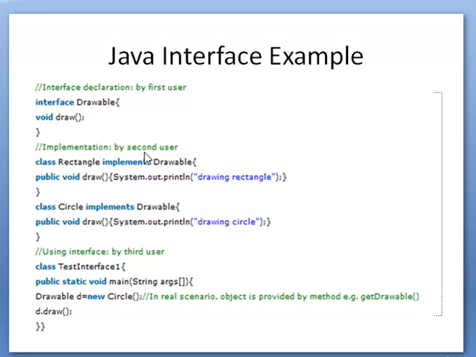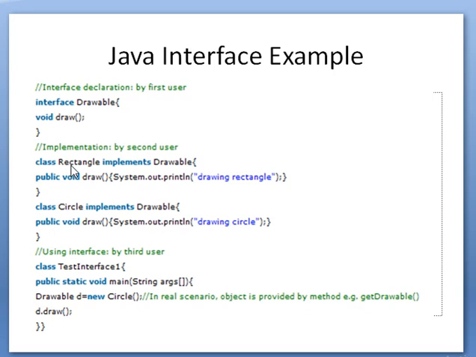Now the implementation by a second user means a concrete class which wants to utilize this interface. So suppose that class is a rectangle class. Rectangle is a concrete class which wants to utilize this interface. If it is an interface and it is a concrete class, then you have to use the implements keyword, as I already taught you. So class Rectangle implements Drawable. Implements is a keyword which helps this rectangle class implement the drawable interface.